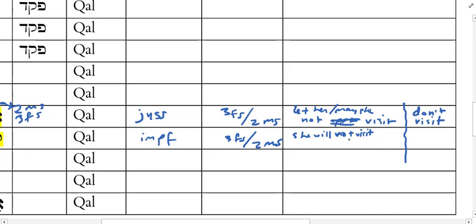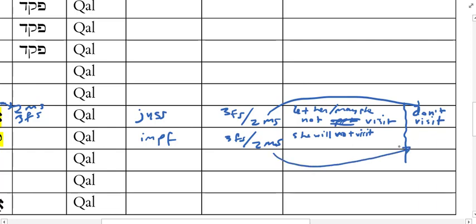On the other hand, if I'm talking to Bertha and I say lo tiphqod and it's an imperfect... I'm sorry, I'm talking to a guy now, second masculine singular, right? So, Harold, don't visit me anymore, okay? If it's jussive, it's don't visit. Harold says I'm coming, and I say no, don't visit. Use the jussive.